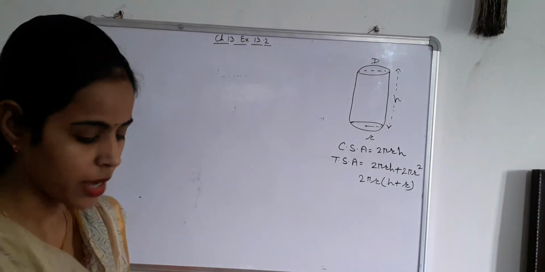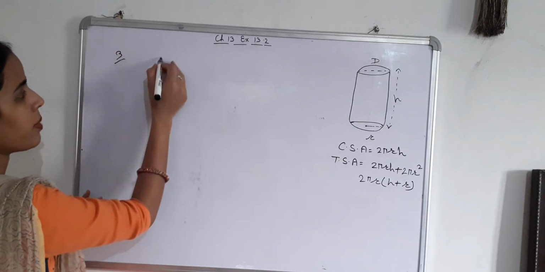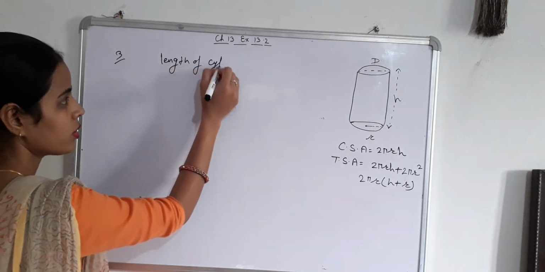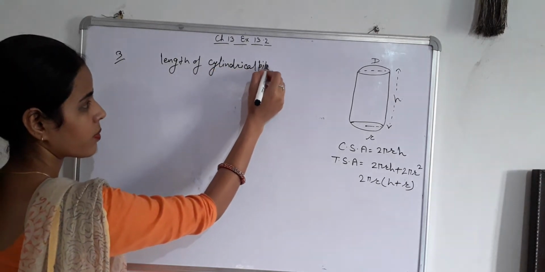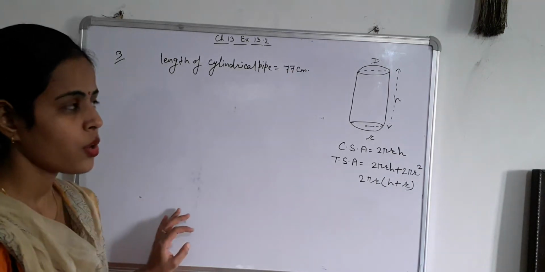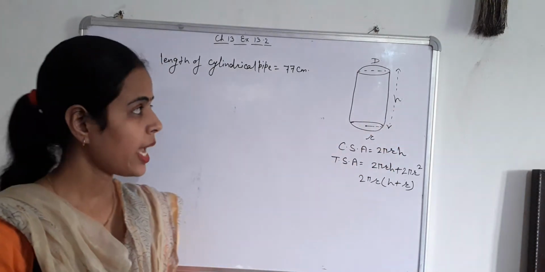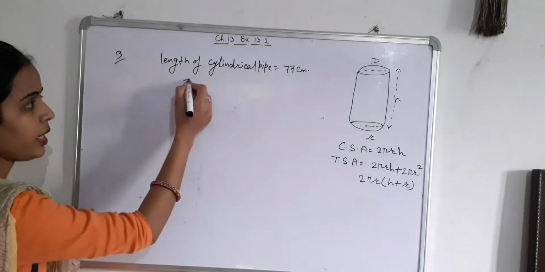A cylindrical pipe. Length of cylindrical pipe equals 77 centimeter. You can also take length as height in case of cylinder. Length equals 77 centimeter. Inner radius.